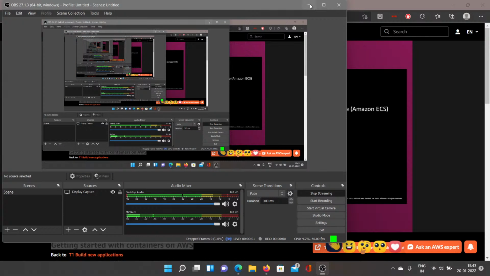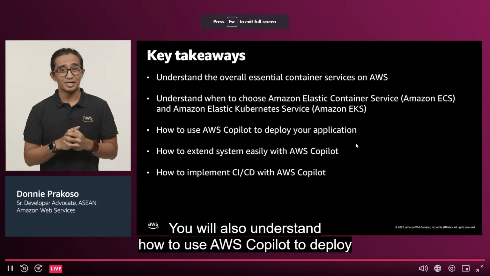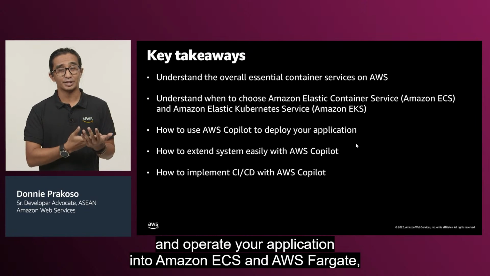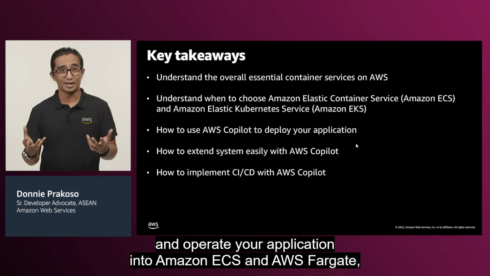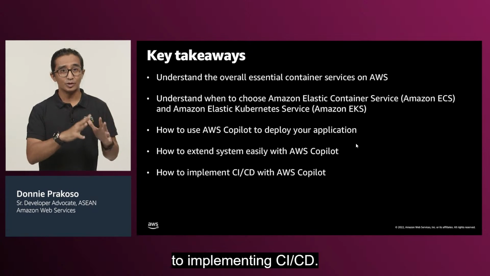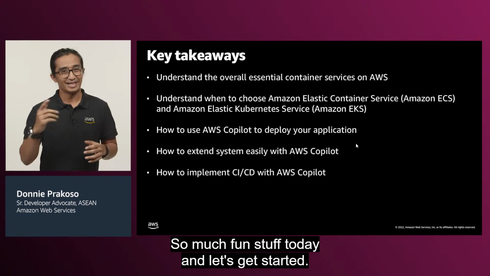EKS or using Amazon ECS to deploy your application. You will also understand how to use AWS Copilot to deploy and operate your application into Amazon ECS and AWS Fargate, as well as understand how to extend the system to implementing CI/CD. So many fun stuff today, and let's get started.